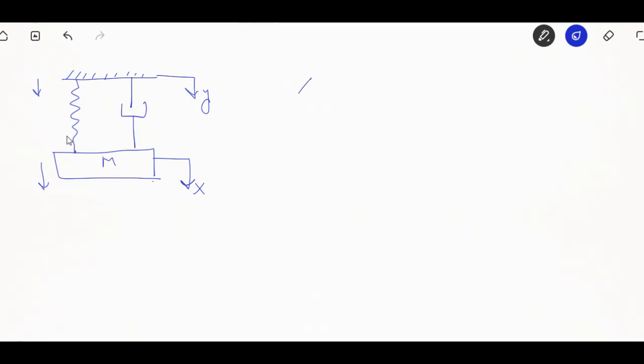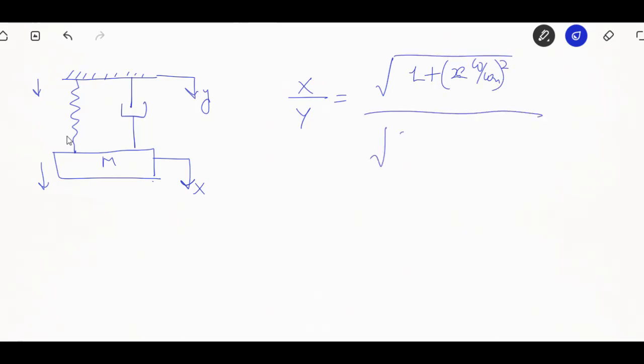So the next formula is related to this part only, which says x by y is equal to the square root of 1 plus (2 xi omega by omega n) whole square, divided by the square root of (1 minus (omega by omega n) whole square) plus (2 xi omega by omega n) whole square, in that way. This is the x by y case.